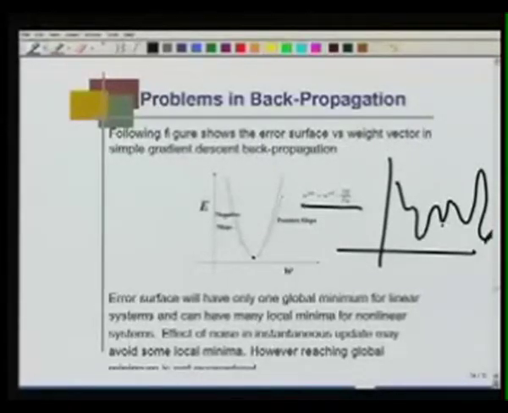So, I may reach here, because if I start from here I will reach here. If my initial weights are here, then I will reach here, because that is the gradient descent. If my initial weights are here, I will reach here. So, this is the limitation of back propagation. Okay? Reaching the global minimum in back propagation is not guaranteed.